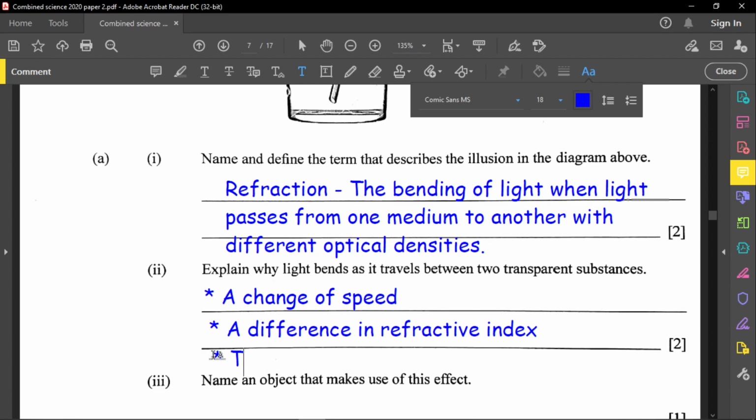So a change in direction will take place, just to make a note of that. A change of direction will take place. And that's actually the bending part of it, right? A change of direction. All right, so that's it for that part there. Let's go to the next part.